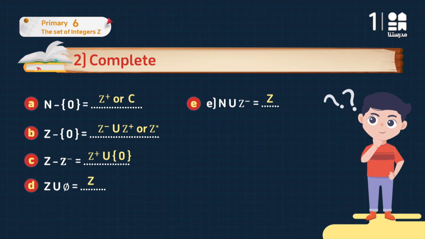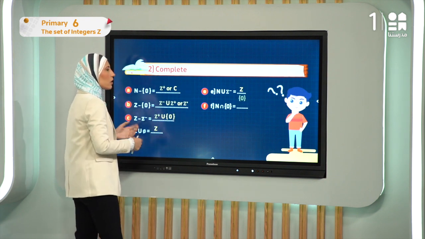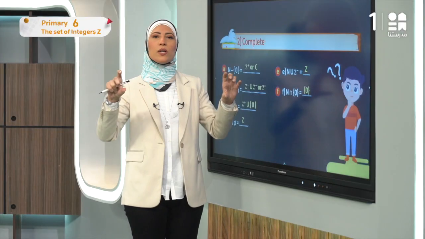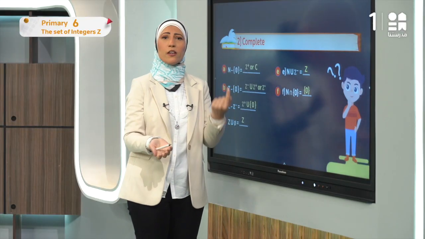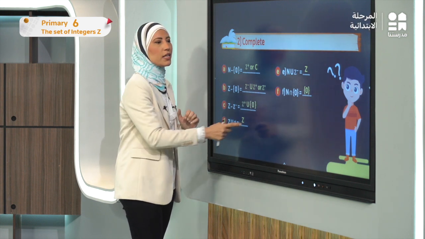union z negative. If I have the natural numbers, which are 0, 1, 2, and I put the negative integers on it, I put -1, -2, and so on, what will I have now? I will have the z, the set of integers. N intersect 0, the set of 0. Natural numbers intersect the set of 0 gives what? It gives the set of 0. The intersection of N with 0 is the 0, only the 0.